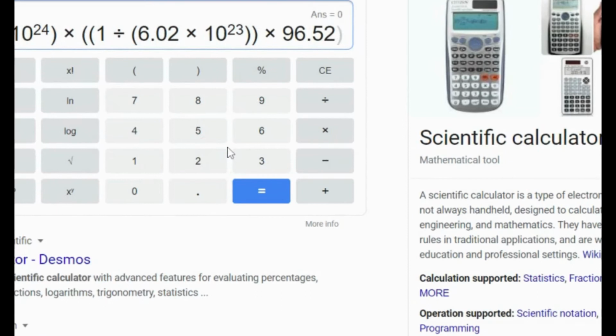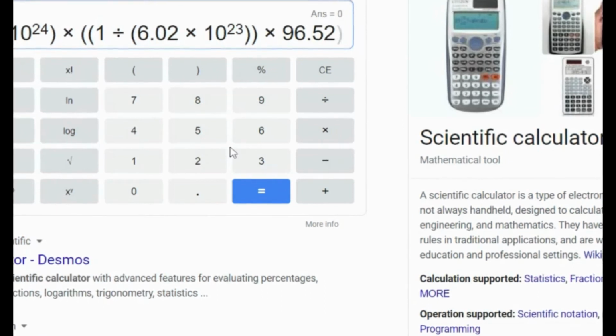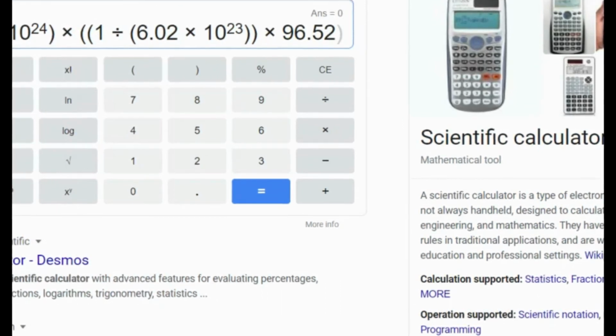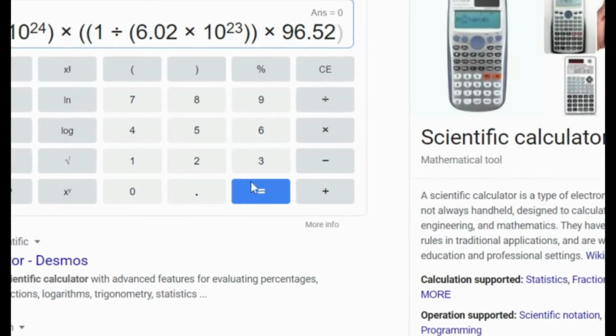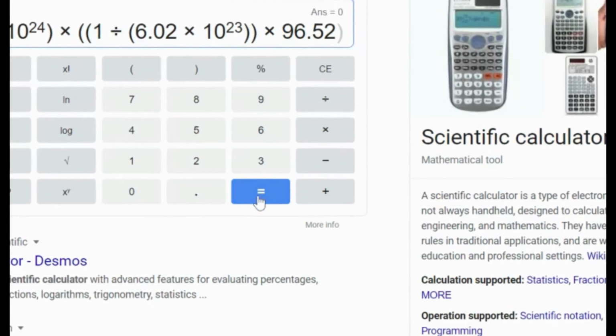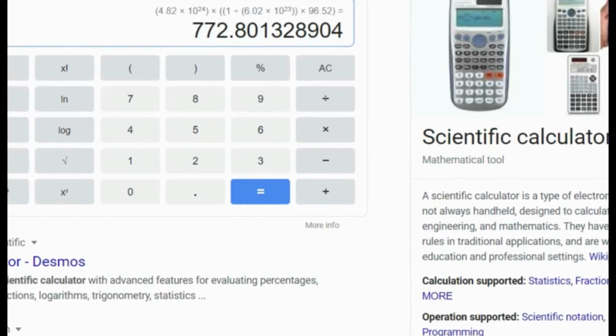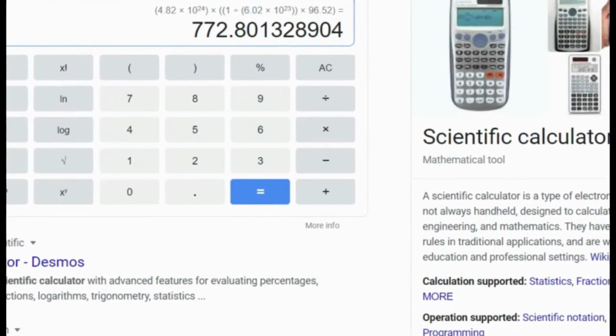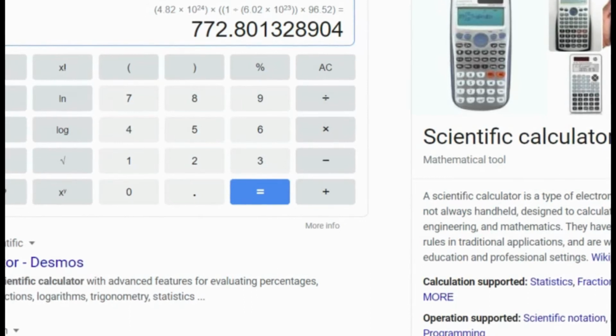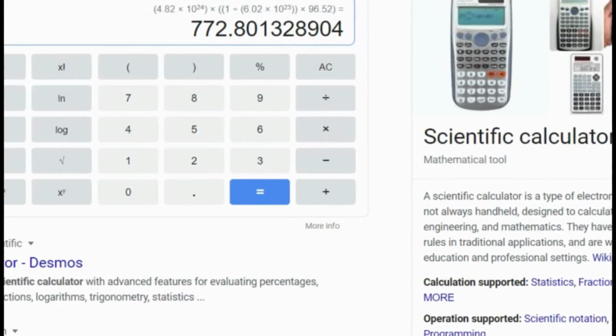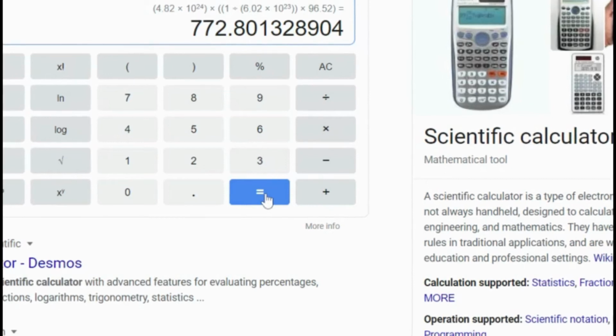Now that's over 1, and we all know that 96.52 divided by 1 is just 96.52. So I'm not going to worry about putting that over 1. And do the equal sign, and you can see that I got 772.801. The number in the thousands place is a 1, so I rounded to 0.80.